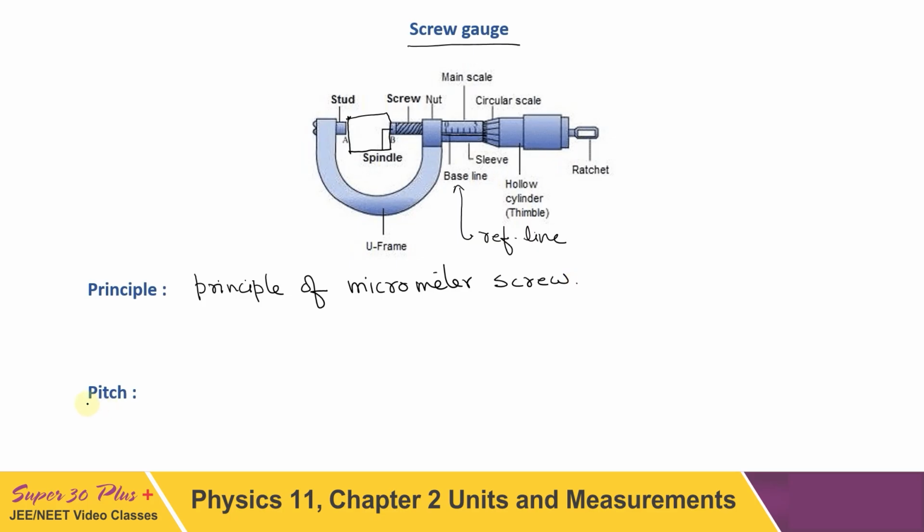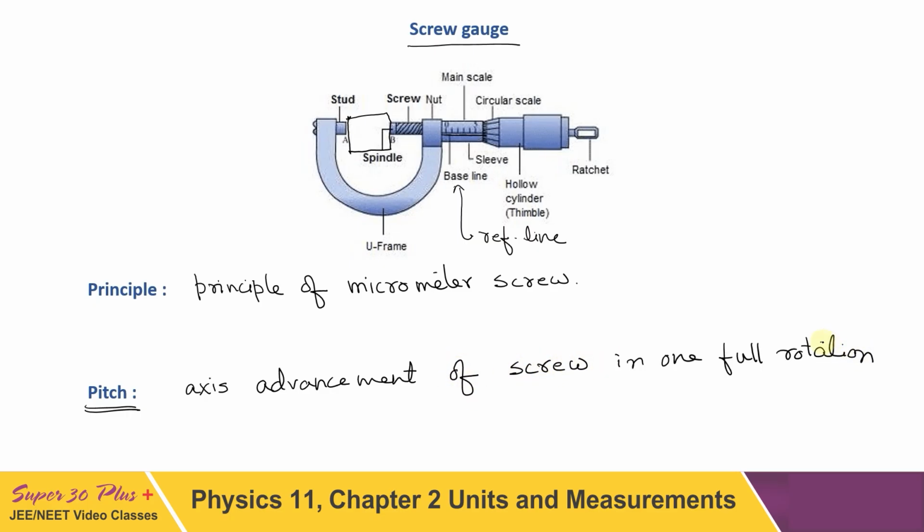Now let us see pitch. What is pitch? Now let us define pitch. Pitch is the axial movement or the axial advancement of the screw in one full rotation. When you give the screw a full rotation, how much it advances on the axial scale is known as pitch. Its value is numerically equal to 1 main scale division. Sometimes in a numerical, the value of pitch is not directly provided, but it is given that 1 main scale division is this much. So that has to be taken as pitch.